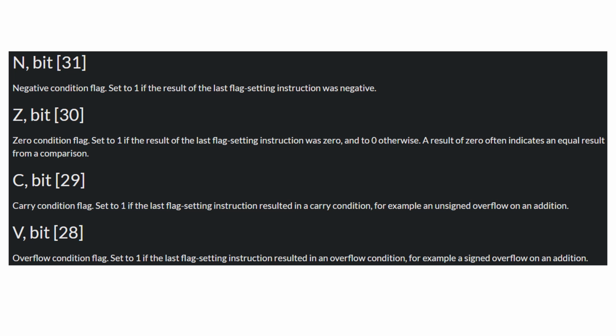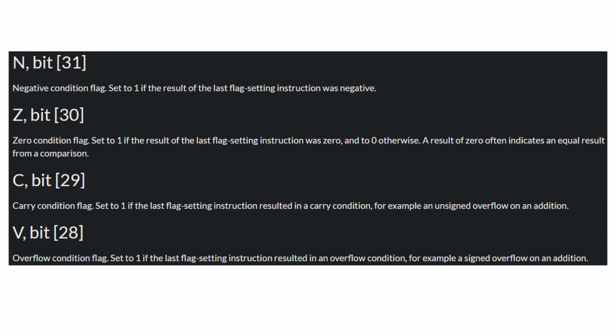The only condition in which the Z flag becomes 1 is when all the 32 bits of a register, any register, say R0 to R12, the general purpose registers where you have stored some result, are 0. Then it becomes 1.